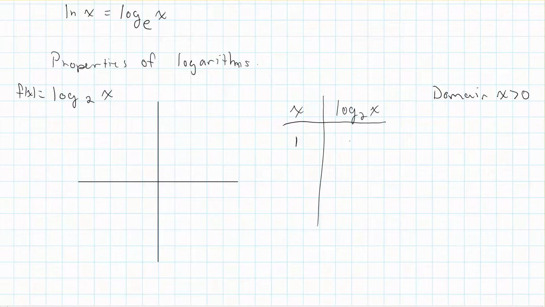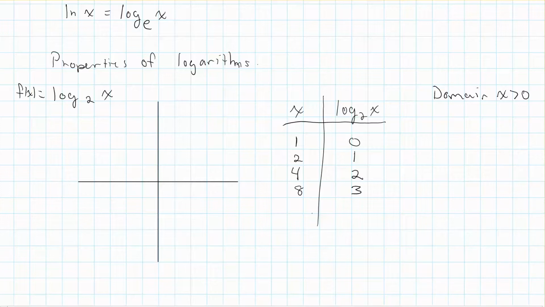the log base 2 of x is 0. Because you're asking, what exponent do you put on 2 in order to get 1? Well, 2 to the 0 power is 1. Then if x is 2, this would be 1. If x is 4, this would be 2. I'm not going to be able to graph it on this graph because it's not big enough, but if x is equal to 8, the log base 2 of x would be 3.